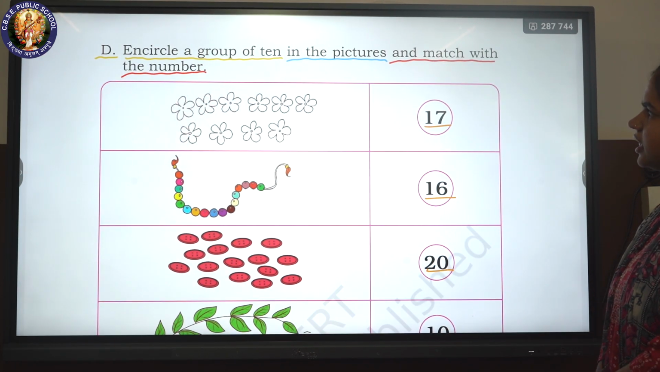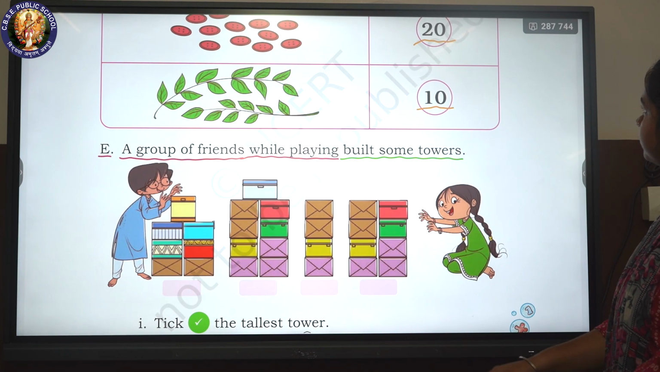D. Encircle a group of 10 in the pictures and match with the numbers. 17, 16, 20, 10.